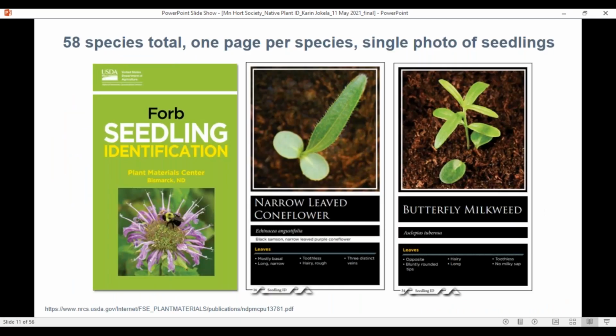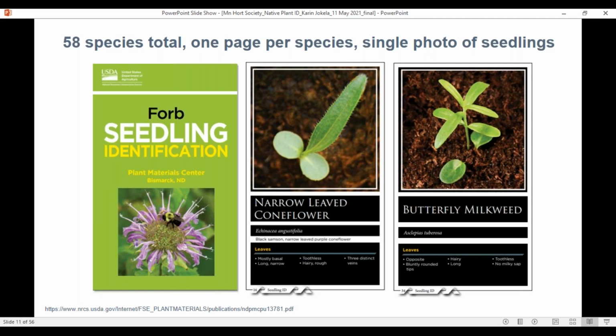I want to go through a few other online resources that are also linked in that handout. This is just one of them that was just published out of the Bismarck Plant Materials Center. This is an NRCS institution. And this is a forbs seedling identification guide.